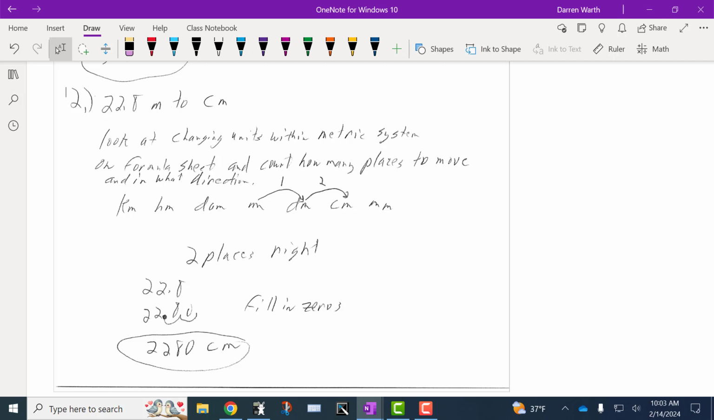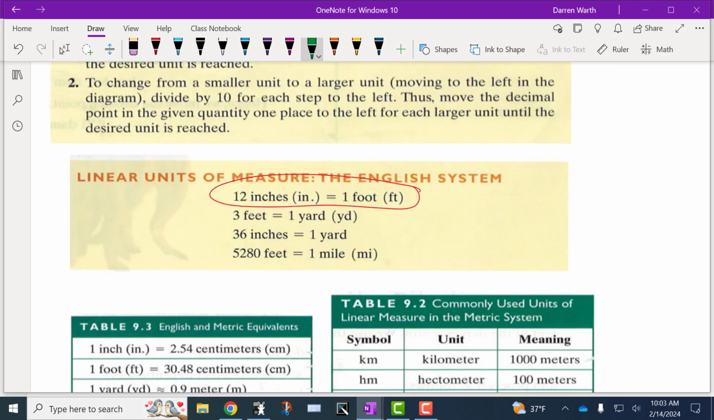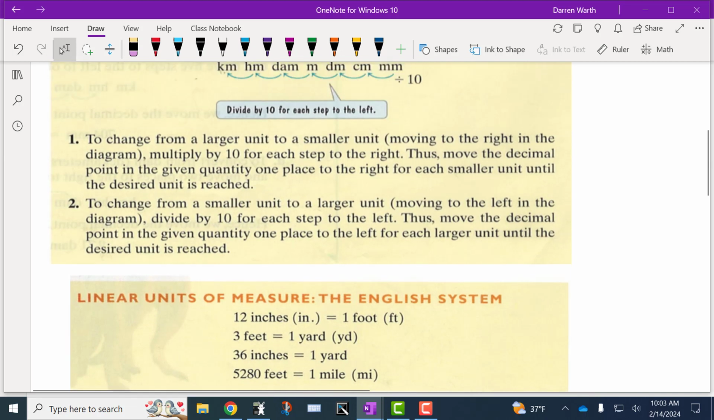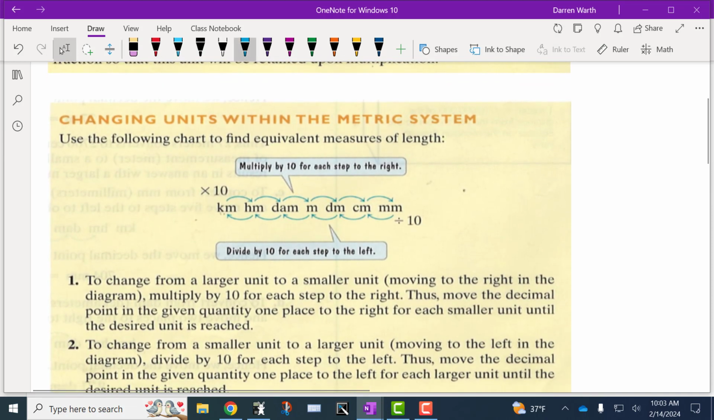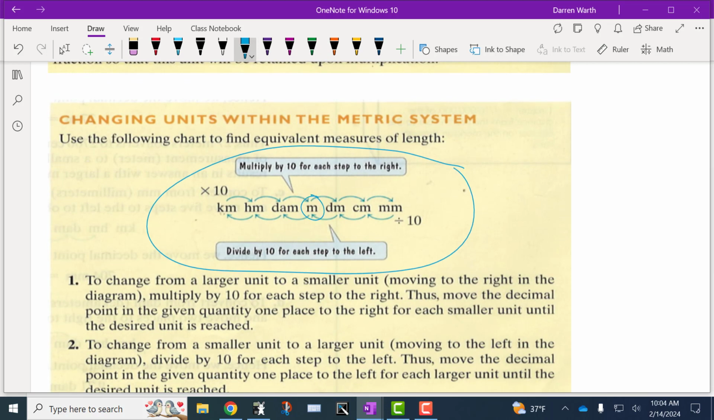So when we're moving within the metric system on your formula sheet, when you take a look at it, notice that it does have the basic units written down. And your basic units are right here on this chart. So you can notice you've got the middle part right here is meters, and then as you go off to the left, you've got decameters, and then hectometers, kilometers, decimeters, centimeters, and millimeters.